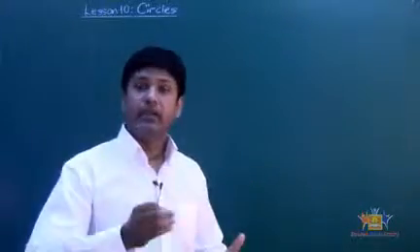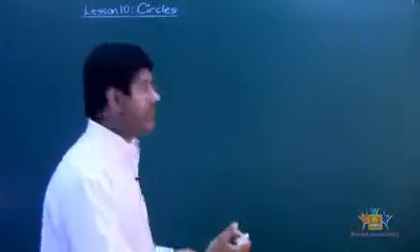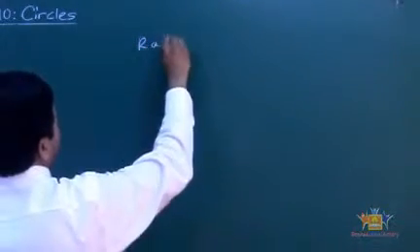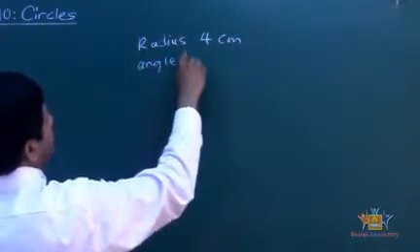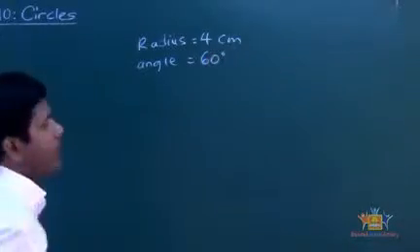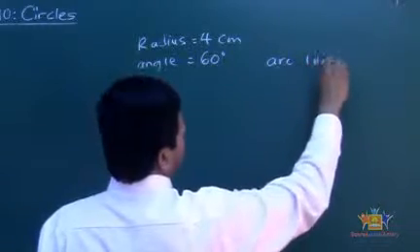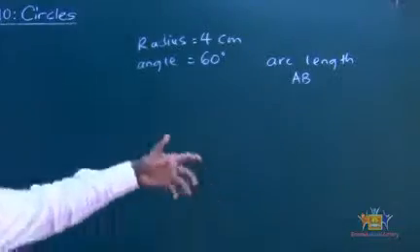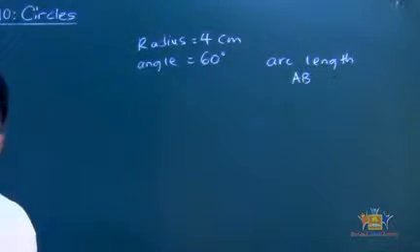All right, my dear students, now let's find the length of the arc of a circle, and I gave you the radius and the angle at the center. Let's say the radius is 4 centimeters and the angle at the center is 60 degrees, and I want to find the arc length. Let's call it AB. So how do we do that?